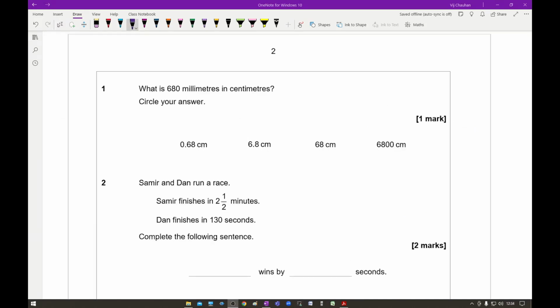So let's get started on question 1. Question 1 says, what is 680 millimeters in centimeters? And it says to circle our answer.